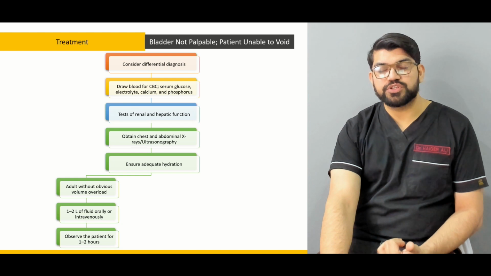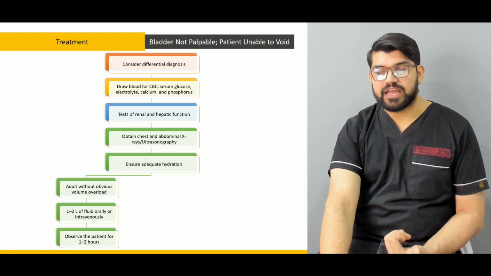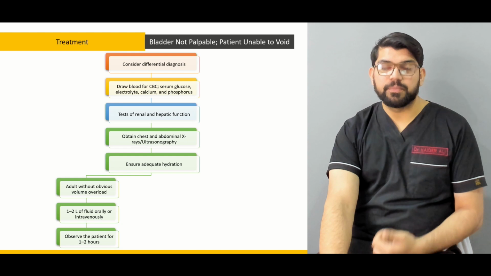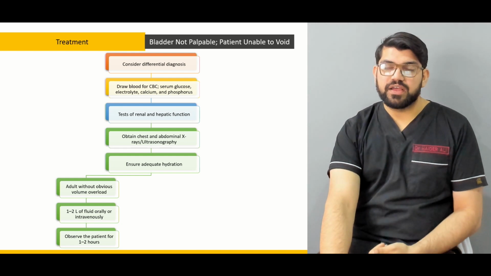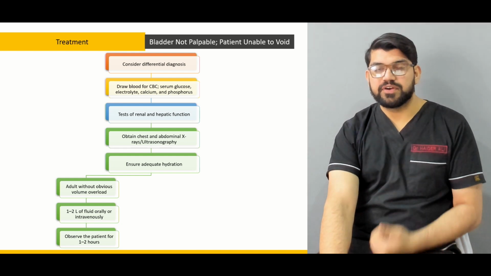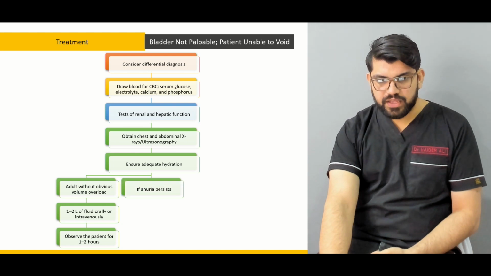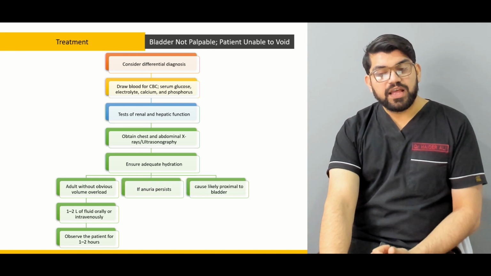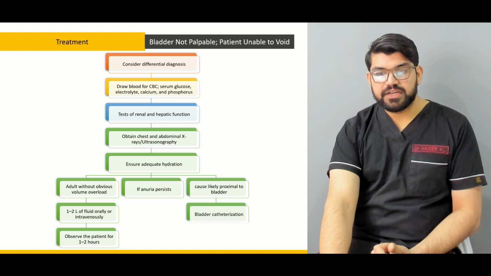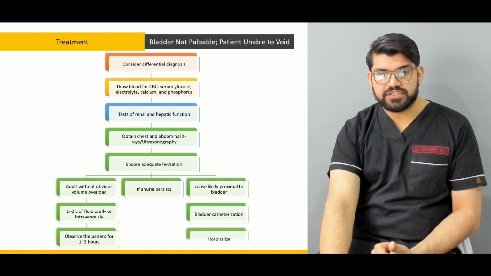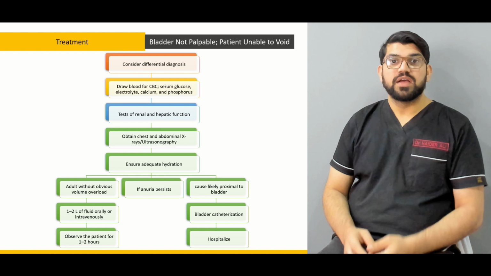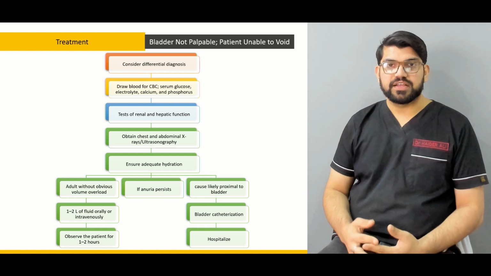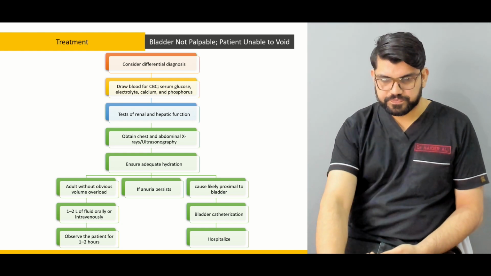Observe the patient for 1 to 2 hours. If there is adequate urine output, the patient could be sent home with removal of the Foley's catheterization. If anuria persists, cause likely proximal to bladder, this patient needs bladder catheterization and hospitalization. We'll talk about disposition in detail in the coming section as well.